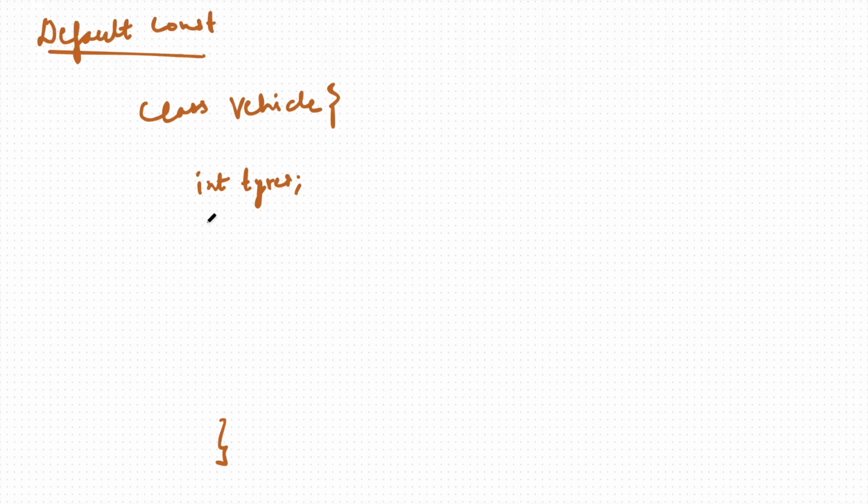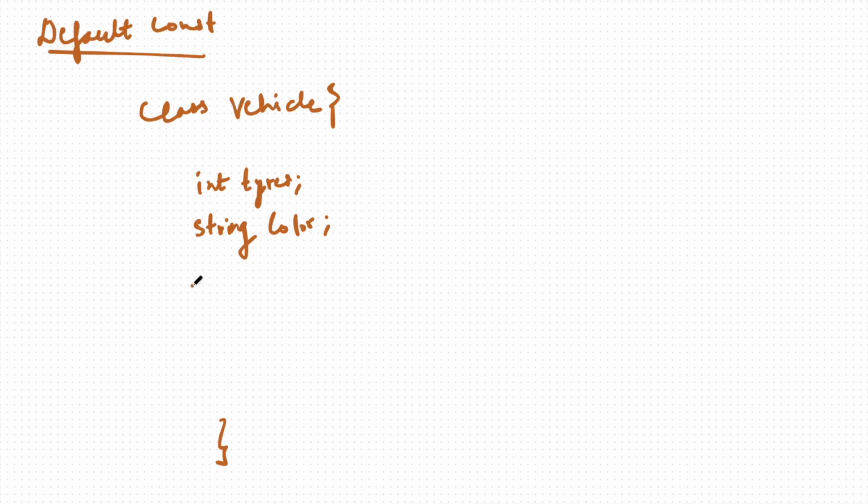We can have more, probably string color. What is the color of the vehicle? Red, green, blue. So if the vehicle is a car, it will have 4 tires. If the vehicle is a truck, it will have 6 or 8 or 12 or 18 tires depending on how big the truck is. So these are the two variables which I am defining right now. And now next, we define a constructor.